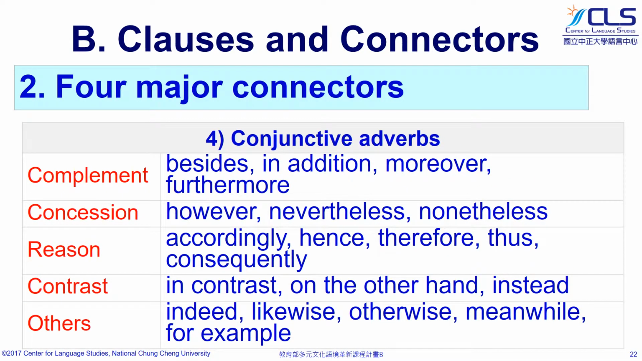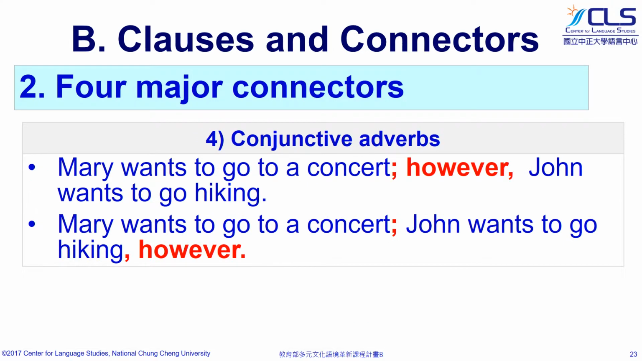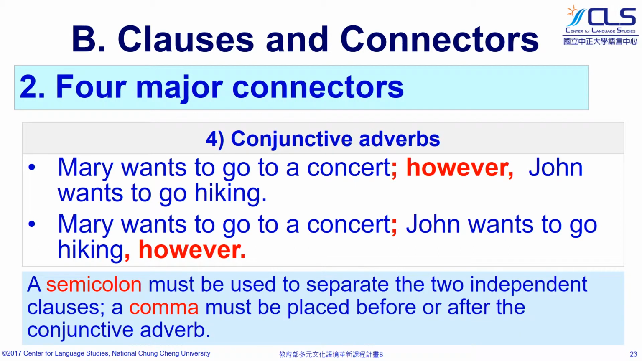Finally, here are some conjunctive adverbs that can be used with a semicolon and a comma to connect clauses. However, they only show the relationship of the two clauses. They don't combine the two clauses into a grammatical unit. The conjunctive adverbs are usually placed between the two independent clauses with a semicolon. However, they can also be placed at the end of the sentence, and the comma must be placed before or after the conjunctive adverb.